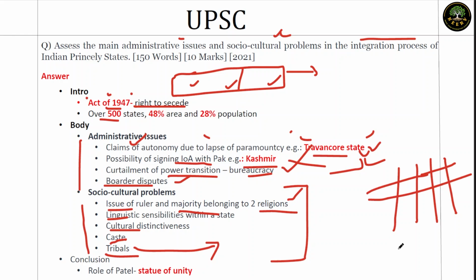So we have a total of 9 points here. This is a 10 marker. We have 9 points on two fronts, and we'll conclude by bringing in the most important name when it comes to this topic, which is Sardar Vallabhbhai Patel. We'll mark his name, the role that Patel played in the unification and in addressing both these problems, and we'll bring the Statue of Unity as a relevant example.